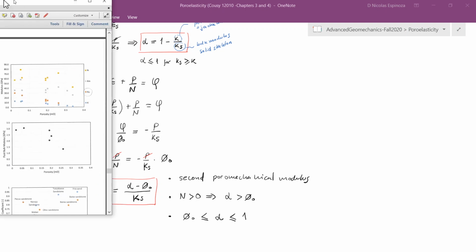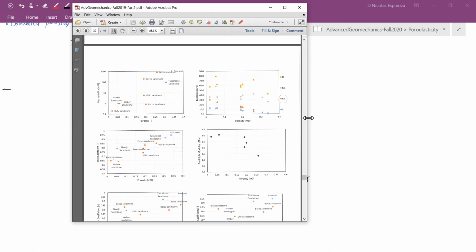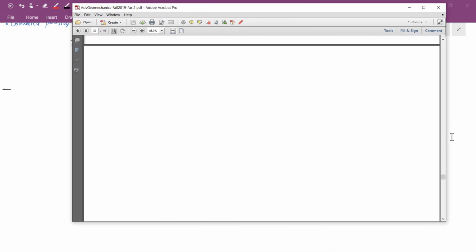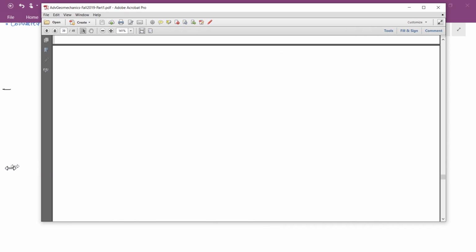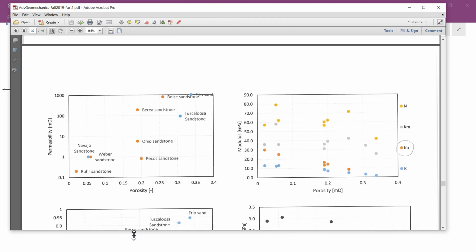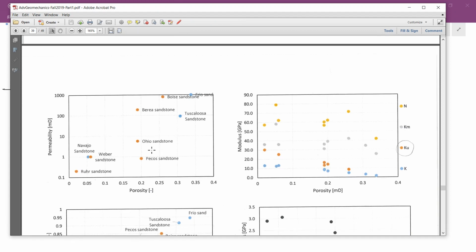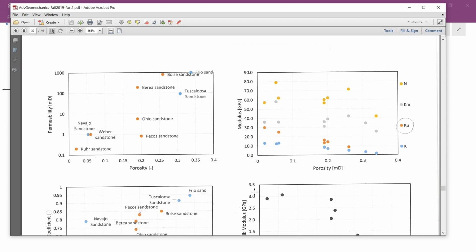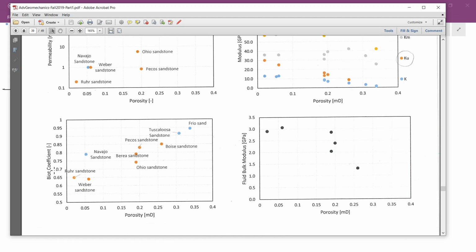For example, here I have a summary of poroelastic parameters from a compilation from tests done here in my laboratory at UT Austin, and also from the book from Unjacketed et al. Let's go to the Biot coefficient. We can see the value of the Biot coefficient as a function of porosity. And we can see, as we stated in our equations, that this Biot coefficient is smaller than 1, that it is higher than porosity, and in general, this relationship shows that the smaller the porosity, the smaller also the Biot coefficient is.